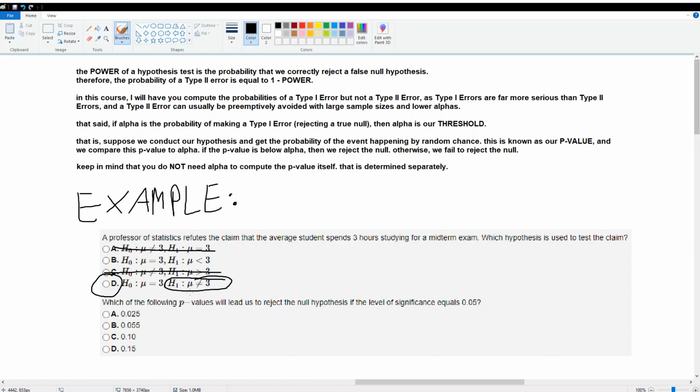So now, which of the following p-values will lead us to reject the null if alpha is 0.05? So we have alpha is equal to 0.05, and we need the p-value to be less than 0.05. 0.15 isn't, out. 0.1, out. 0.055, close, not enough, out. But 0.025 is less than 0.05, so this p-value will lead us to reject our null in favor of the alternative.